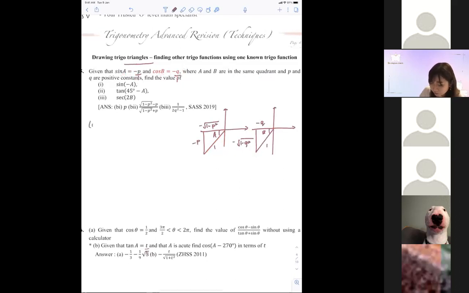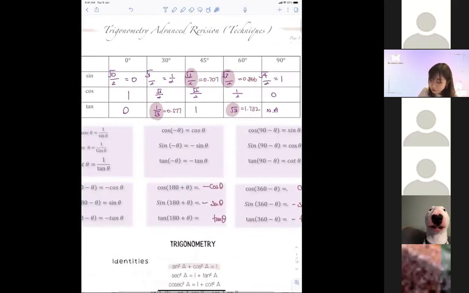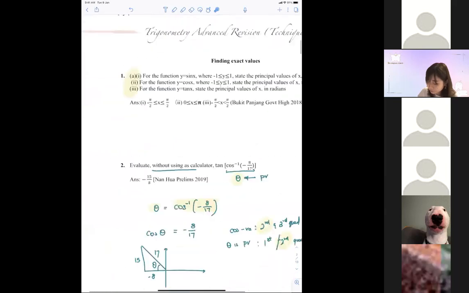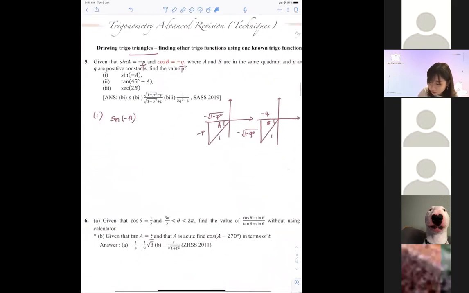Let's see the first one. Okay, so I want sine of minus A. If you still can remember, you don't need to scroll. If there is a negative angle, only cosine will absorb the negative. Sine and tangent, negative put outside. Okay, so negative sine A. Sine A is minus P, so just P. Okay, next one.